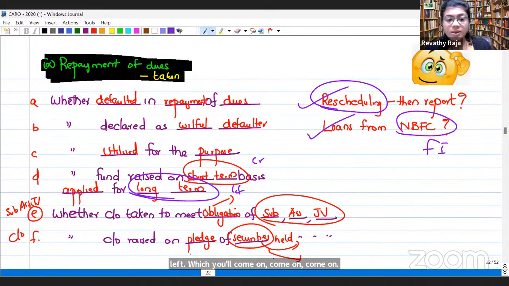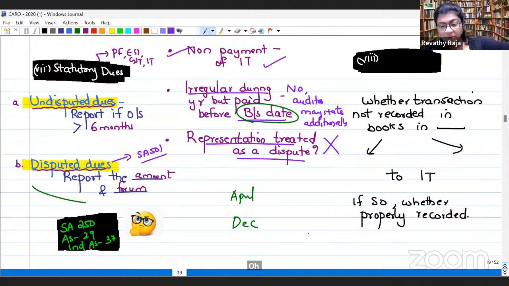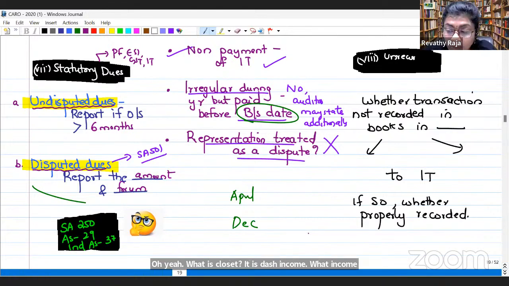Okay. So, can we go to clause 8? Jump back, guys. Clause 8 is very easy. What is clause 8? It is income. What income, you know? Unrecorded income.